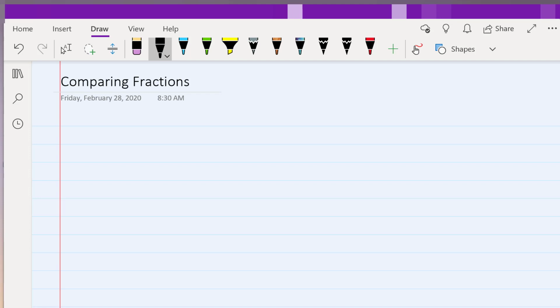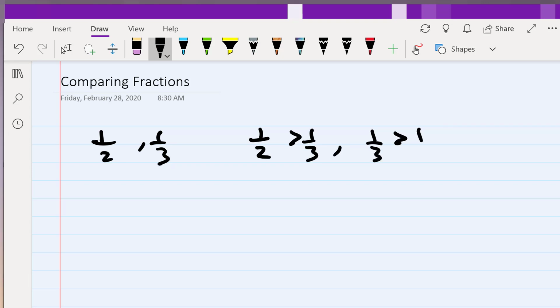So if we look at fractions, for example, 1/2 and 1/3, and I ask which one's bigger, is 1/2 bigger than 1/3, or is 1/3 bigger than 1/2?